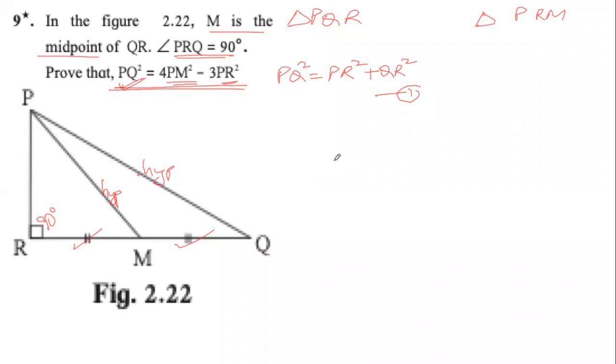Similarly, if we apply Pythagoras theorem to triangle PRM, we will have PM square, which is the hypotenuse, equal to PR square plus RM square. This is number 2.